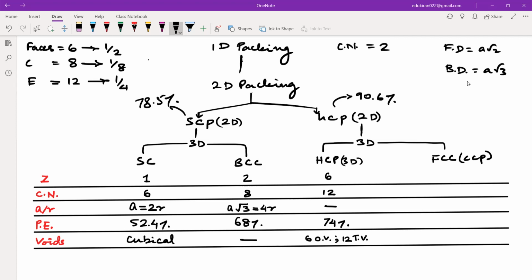ठीक है। Now for FCC what is the Z? Face centered cubic? 4. Coordination number? 12. Relationship between A and R? A root 2 equals 4R.